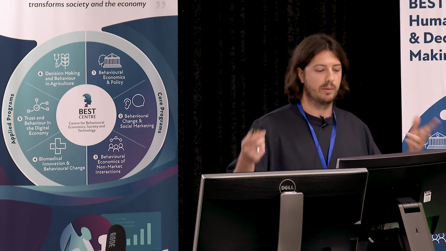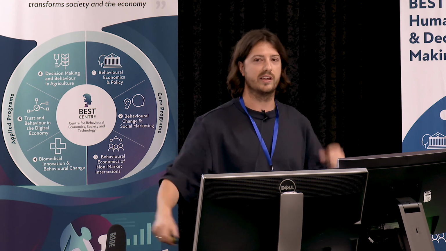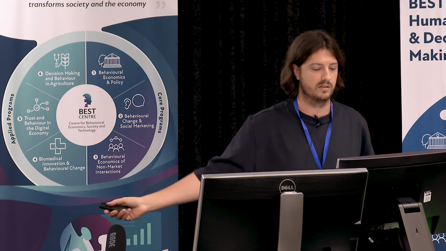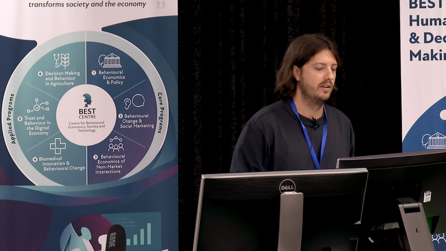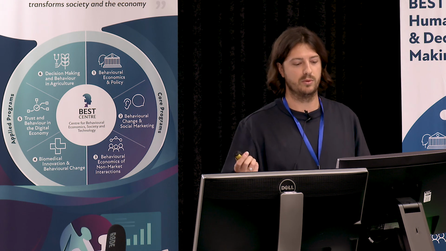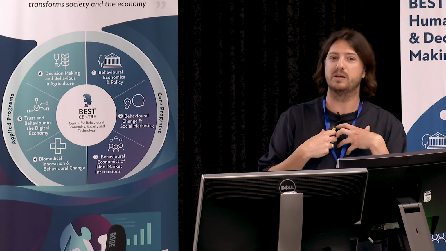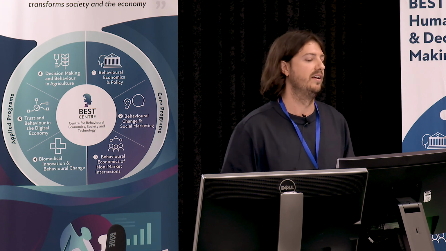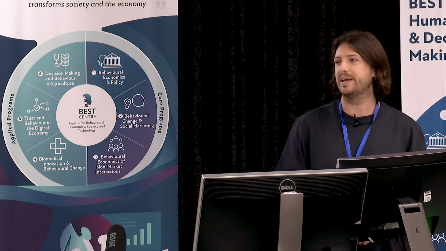By only allowing users to select one profile, the user is also presented with opportunity costs. If they pick one, they have to forego the second best and the third and fourth best option. So there is a little bit more at stake in that choice. I said, yes, choose someone who satisfies my preferences, but also choose someone that will more likely choose me back in the second phase. I can't go with the person I really want to be with because they may not choose me back. So females tend to take longer in their selection compared with males, who expend less search effort and tend to favor physical attractiveness and youth, which is what we see in the literature.